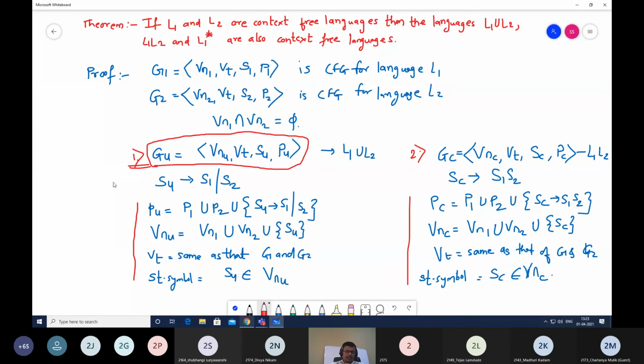Our VNC will be all the non-terminals from our first grammar, that is VN1, union all the non-terminals from our second grammar, that is VN2, and the additional non-terminal that we have taken in this particular example, that is SC. VT will be the same as that of grammar G1 and G2, and the starting symbol of our grammar will be SC, which belongs to VNC. Is it clear?